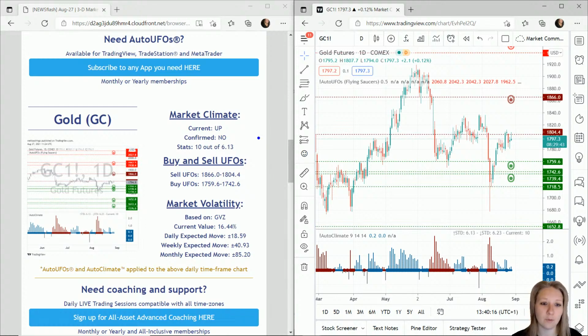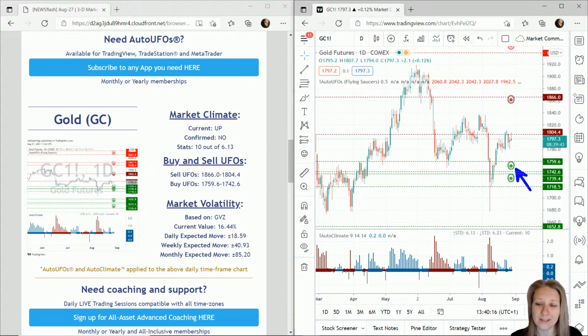Okay, moving on to the next market, which is gold. This is gold, an unconfirmed climate again, a thin blue dot, not enough probability either way, change market, change time frame. In terms of sell orders, we have sell orders up here at 1866 to 1804.4. Now these have already worked, so they pushed price down a little bit here, they pushed price down already here, they've pushed price down a tiny bit so far. So it might be that these sell orders might push price down a little bit further.